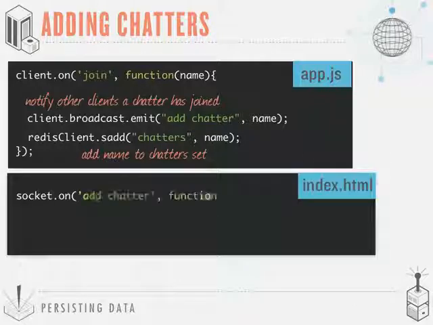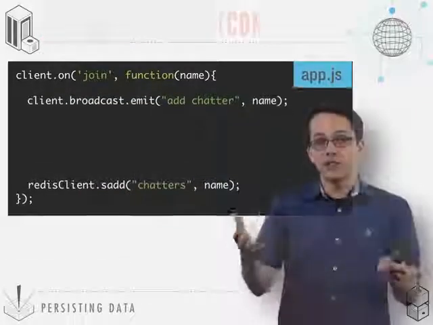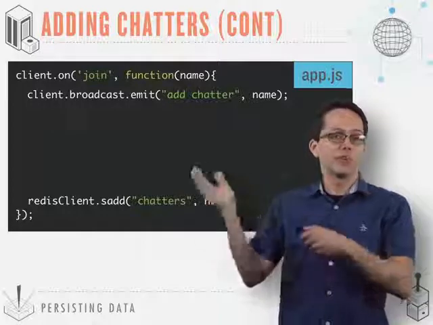Now back in our client, we need to define the add chatter listener. And this will invoke a callback that receives the name of this new chatter. And here we'll simply build a new jQuery element with the new chatter's name and then append that to the chatters element. So we add this new chatter when they join and we let everyone know about it.